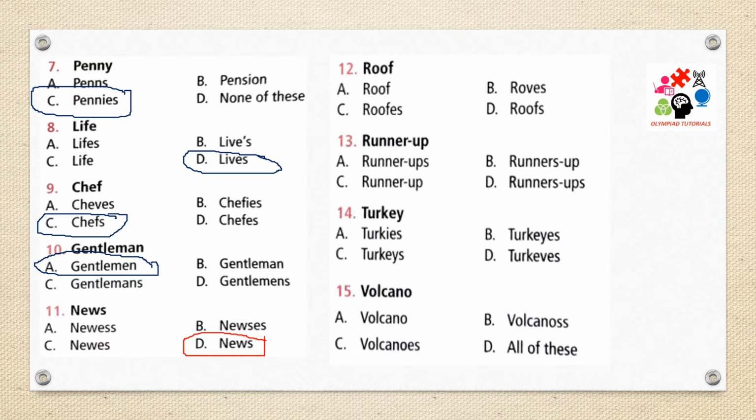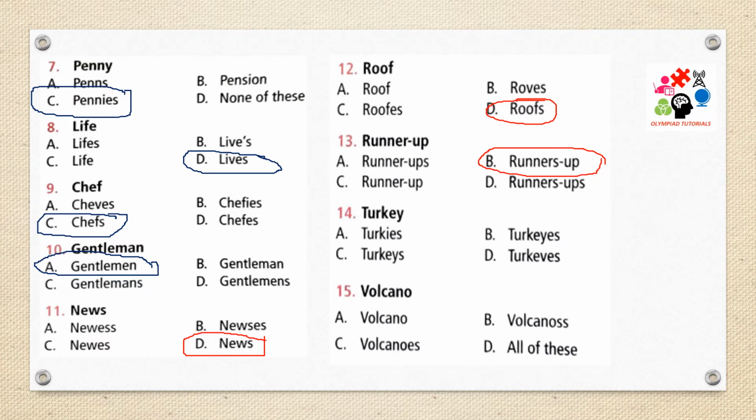Next, roof, roofs. Runner up. Now this is made of two words. So only the first word, that is runner, you have to use the plural of that word. Up is going to remain as it is. So option number B, runners up, will be the correct answer.